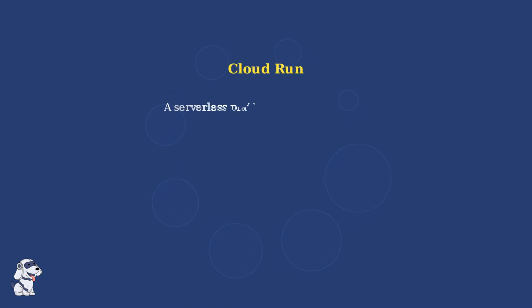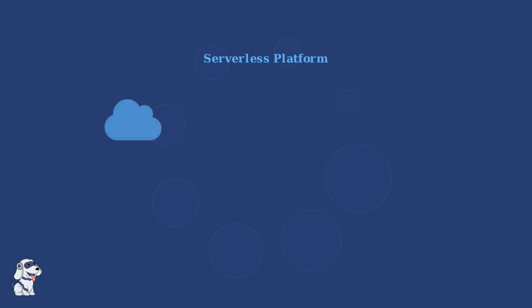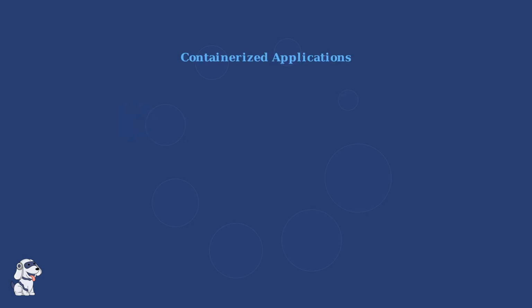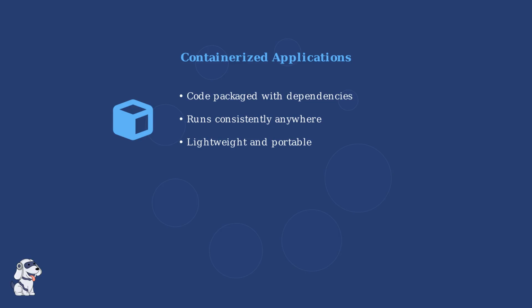Cloud Run is a key term in modern cloud computing. Let's break down what this powerful service actually means and how it works. Let's break this definition into two key parts. First, what does serverless platform mean? Serverless doesn't mean there are no servers. It means you don't have to manage them. The second part is containerized applications. This means your code is packaged into containers, lightweight, portable units that include everything needed to run your application.